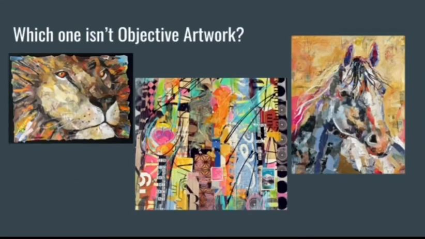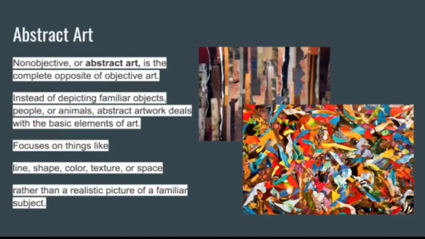Looking at these three artworks, which one isn't objective? So objective, again, is something when you look at it, you can make something out of it and you recognize it right away. So we can recognize that this is a horse and a lion, and this middle one is actually not objective art because there's nothing in that artwork that we recognize right away. So that's abstract art. Abstract art is non-objective.